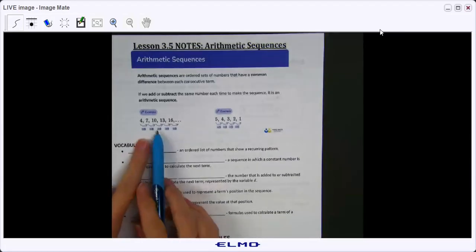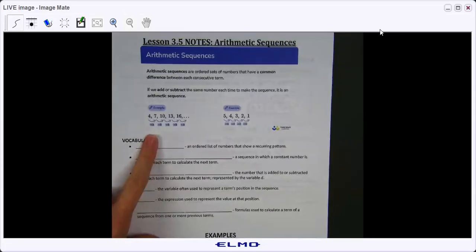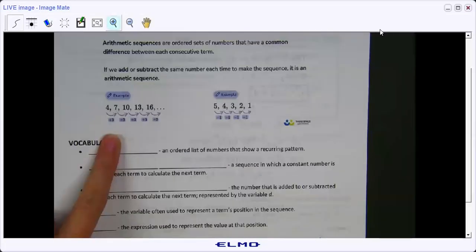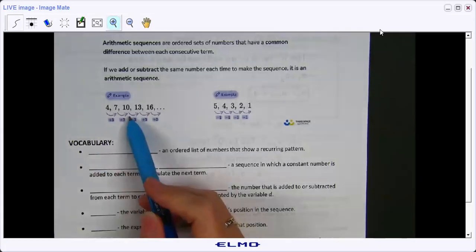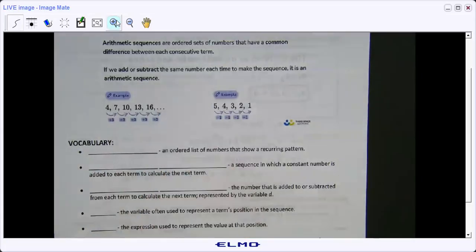So if you look at this first example, from 4 to 7, we're adding 3. From 7 to 10, you're adding 3. And then you're adding 3 to get 13 and adding 3 to get 16. That is called an arithmetic sequence where you have a common difference of a positive 3.